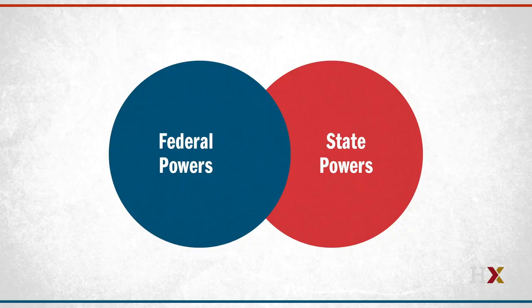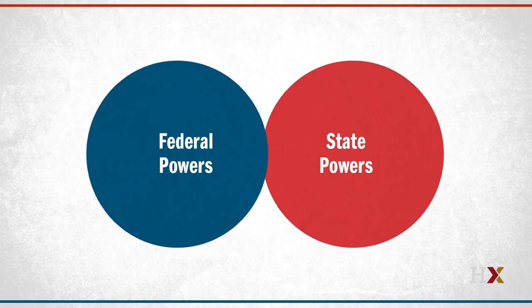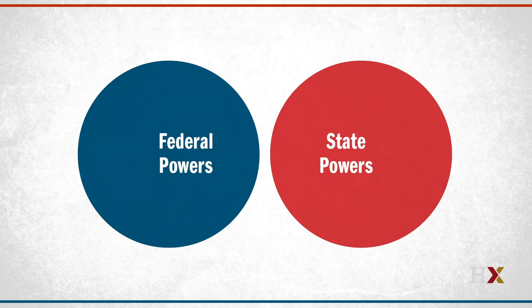Not so in terms of the state governments. When they're acting within their legitimate realm of authority, they cannot be overridden by the federal government. But where's the dividing line? What separates national power from state power?